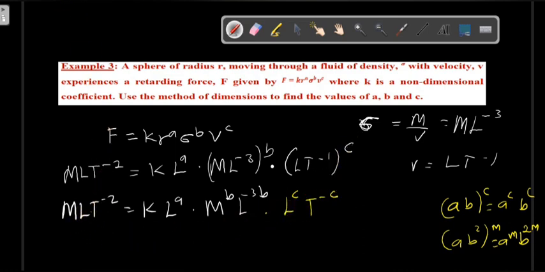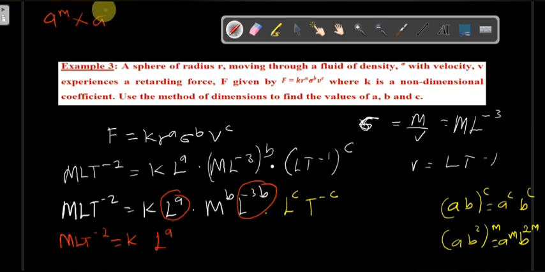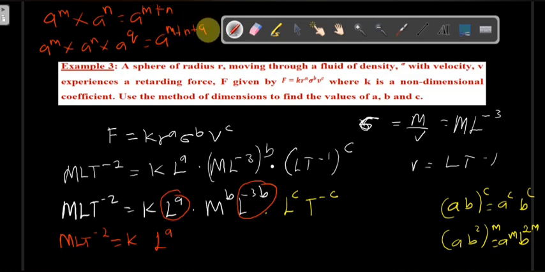The next thing we'll have to do is to collect all the like terms together. So I'm going to have M L T minus 2 is equal to K. So the terms in L, we have this, that's L raised to power a. Since we are multiplying this by this term here, we can apply the law of indices. Remember that a raised to power m times a raised to power n is the same as a raised to power m plus n. If it is a raised to power m times a raised to power n times a raised to power q, it becomes a raised to power m plus n plus q. So we apply all of this.